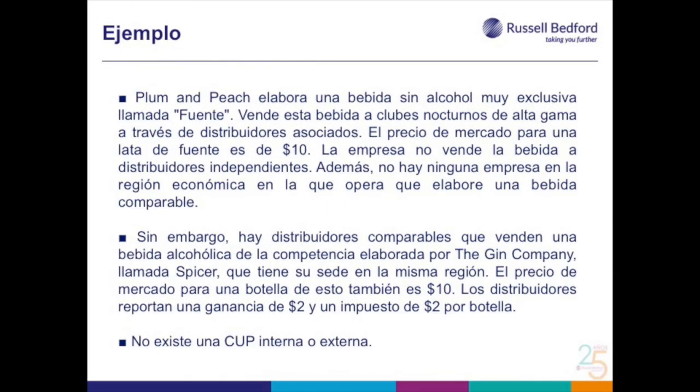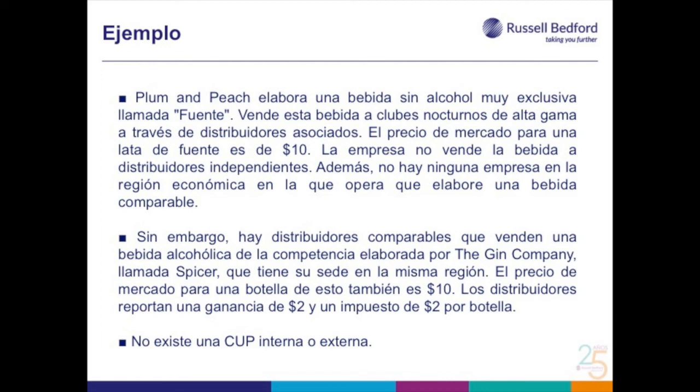So we have a company here which sells an exclusive non-alcoholic beverage. Its market price is £10. The company does not sell that beverage to any independent distributors, so there is no third-party arm's length price. There is no comparable beverage in the market. However, they do identify a competing beverage, which is an alcoholic one. Its market price is also £2. The distributors report a profit of £2 per bottle. They have to pay duty of £2 per bottle. There is no internal or external CUP.